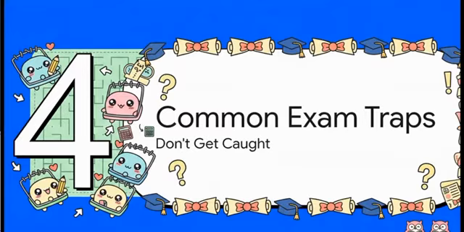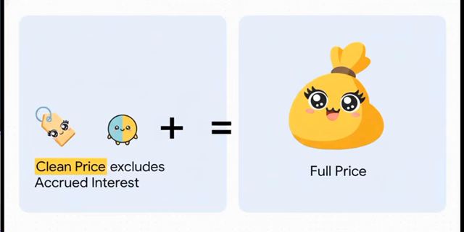Section 4. Navigating common exam traps. Don't get caught. Okay, I need everyone to pay super close attention right now. This is exactly where well-prepared candidates lose easy points. The crucial detail is understanding the difference between how a bond is quoted and what you actually pay for it. The clean price, sometimes called the flat price, excludes accrued interest. This is the price you see quoted on financial screens. But the full price, or dirty price, includes accrued interest.